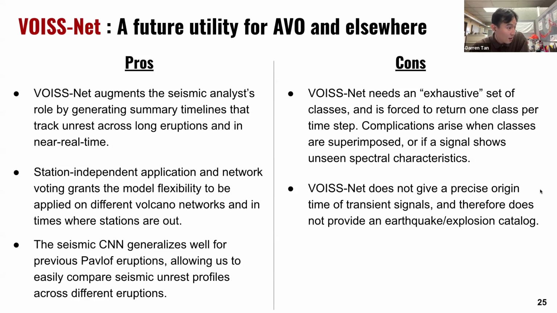One last con is that VoiceNet does not give a precise origin time for transient signals. You might think of volcanic earthquake catalogs. Those require an onset time of the P and S arrivals. But because we're classifying the whole 4-minute window, we can tell you that there's an earthquake or explosion within the window, but we cannot tell you at what second the explosion or earthquake happened. So that's future work. I'm currently diving into a higher resolution explosion catalog to look at explosion locations and whatnot, which we did not have when applying this ML model.